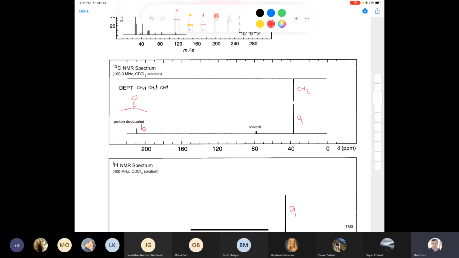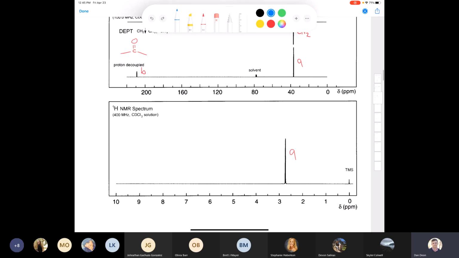But another thing I notice here is that we don't use integration for carbon spectra. However, you see that the relative height of this signal versus this signal, this one's quite a bit bigger, right? That suggests to me that I have more of those carbons, which produce that stronger signal, if you will. And so I probably have more methylenes than I do carbons with carbonyls on them.